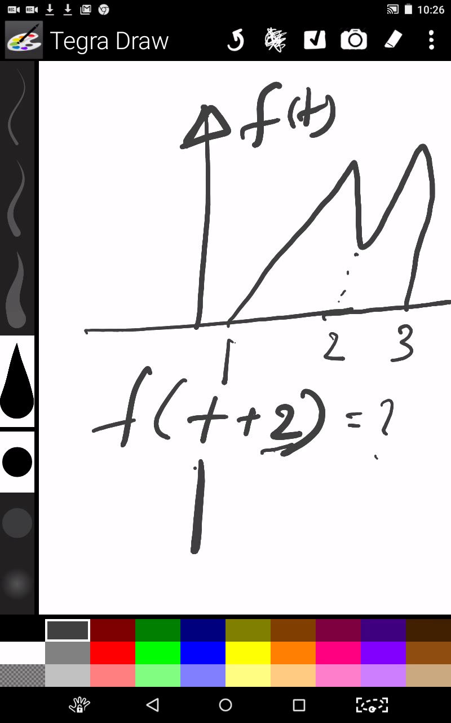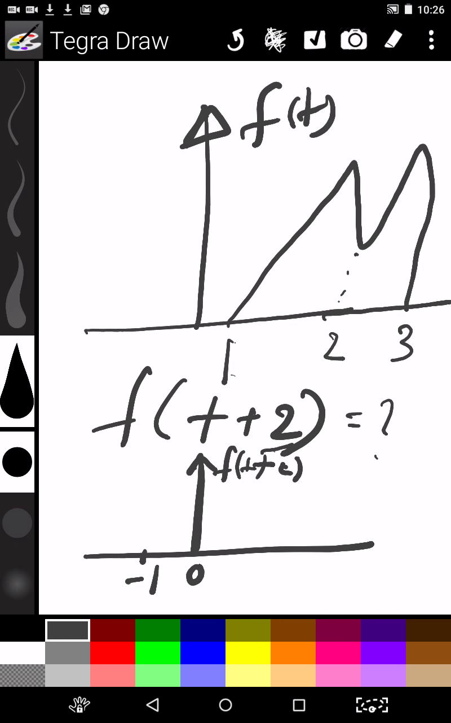Now I will show you how to find f of t plus 2. We subtract 2 from 1, which is minus 1. Then 2 subtracted from 2 is 0. 2 subtracted from 3 is 1. Now sketch the signal. I think this is the signal. This is f of t plus 2.